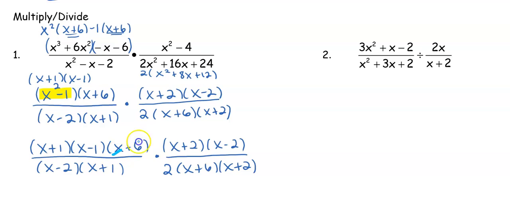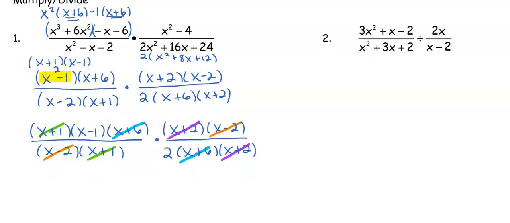So I see an x plus 6 here and an x plus 6 there. Those two are going to cancel. Because I'm multiplying my fractions together, everything on top can become part of one numerator and everything on the bottom is one denominator. So I'm just looking on top and bottom for things that are going to cancel. See an x plus 2 and x plus 2, x minus 2, x minus 2, x plus 1, x plus 1. So when all is said and done, I got a lot of things that canceled.